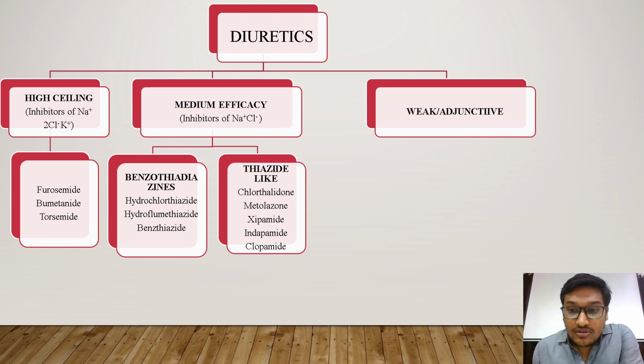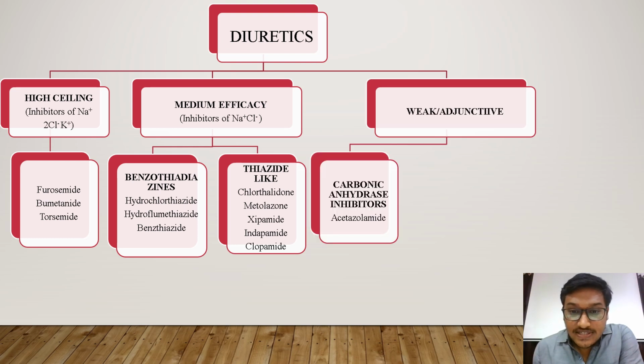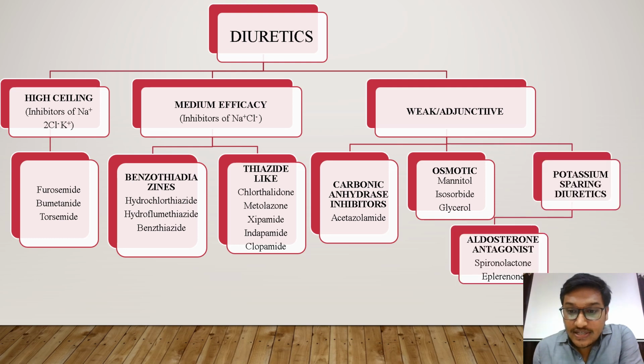Next, coming to the weak or adjunctive diuretics. The first class is the carbonic anhydrase inhibitors like acetazolamide. Then osmotic diuretics like mannitol, isosorbide and glycerol. Next, potassium sparing diuretics, like the aldosterone antagonists, for example spironolactone and eplerenone, and epithelial sodium channel inhibitors like amiloride.